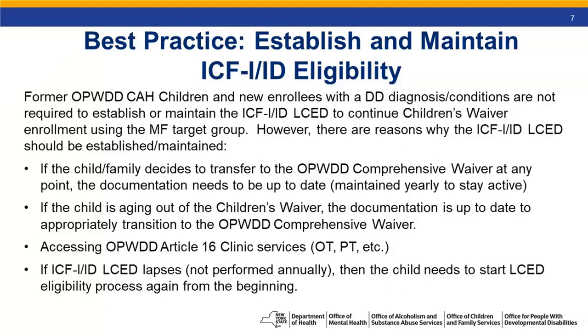So it means maintained yearly to stay active. If the child is aging out of the children's waiver, so they're 20 and approaching their 21st birthday, the documentation is up to date to appropriately transition to the OPWDD comprehensive waiver. Also, this allows the child to access OPWDD Article 16 clinic services, such as OT, PT. And if the ICF-I LCED lapses, so it's not performed on an annual basis, then the child needs to start the process all over again from the beginning.